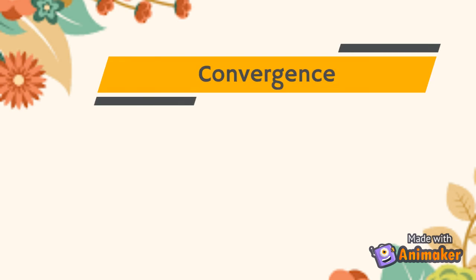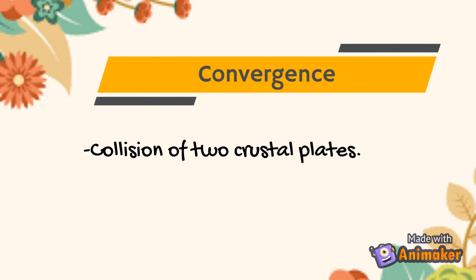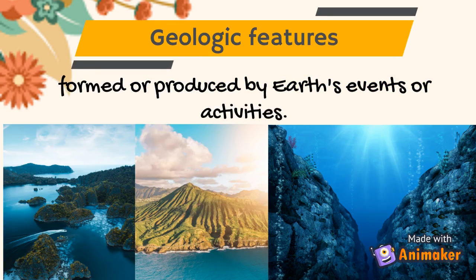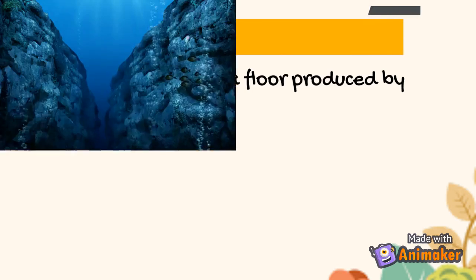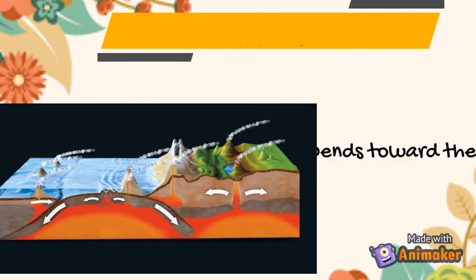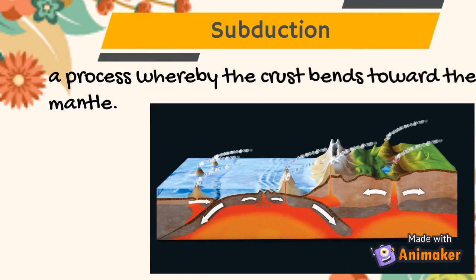Before I discuss further, let us define first the following. Convergence, the collision of two crustal plates. The plates move toward each other. Geologic features, formed or produced by Earth's events or activities. Trench, a depression in the seafloor produced by subduction process. Subduction, a process whereby the crust bends toward the mantle.